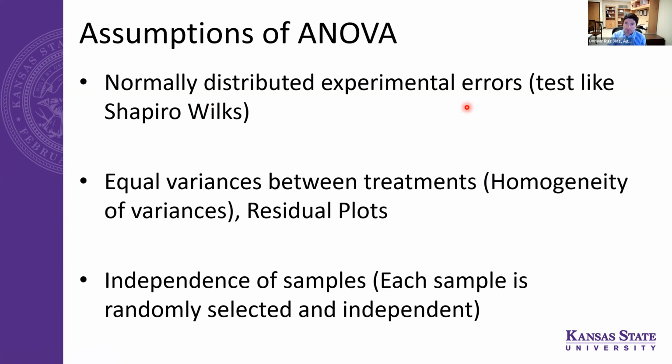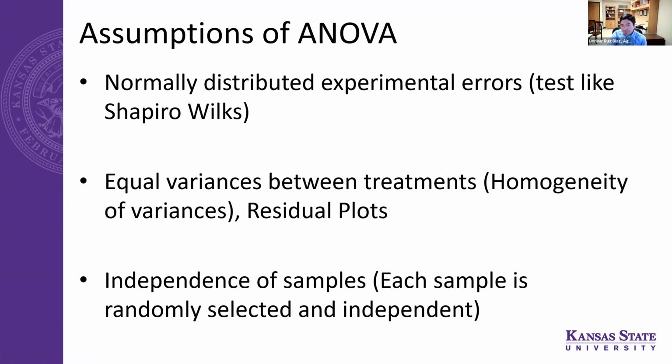requirements is normally distributed experimental errors, okay? And there are ways to test for this, and we'll look at that. Equal variance between treatments, and again, residual plots. There are ways also to test for these assumptions. And independence of samples. Obviously, this is the reason why we do randomization in the field as well, okay? And so these are key requirements for ANOVA. And the reason why I mentioned this is because whenever we run ANOVA, ideally we should be testing for these assumptions first and make sure we don't have any issues.